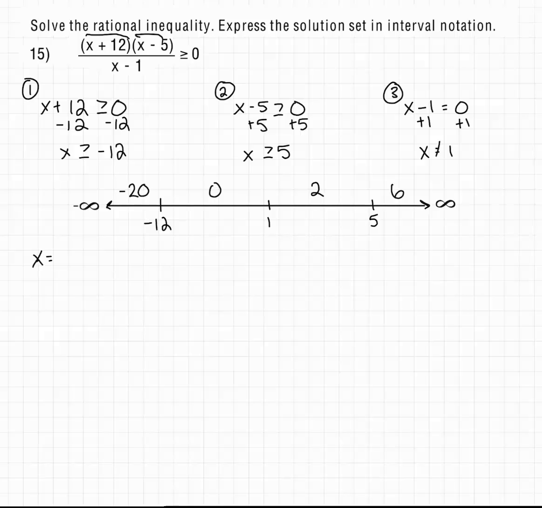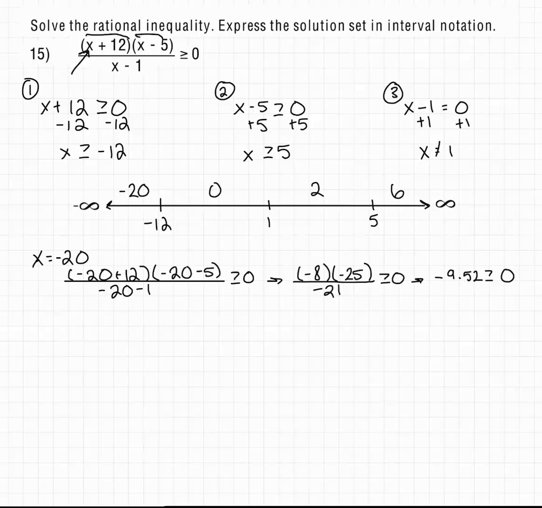For x is equal to negative 20, let's plug that in. So when you plug in the negative 20 into each spot where there's an x in our original rational inequality, you get this statement. So let's simplify this. When we simplify it, we get that when x is equal to negative 20, you get negative 9.2 is greater than or equal to 0, which is a false statement. So we can label in our number line that this segment is false.